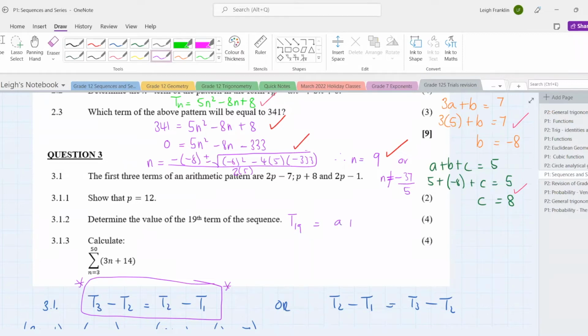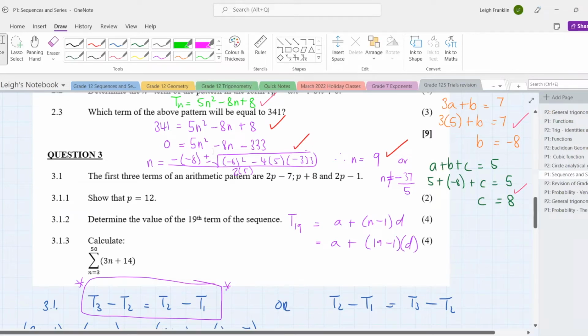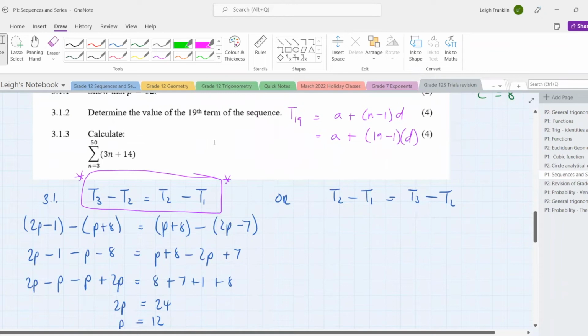So that's A plus (n minus 1)d when n is equal to 19. So we've got A plus (19 minus 1) times by whatever d is. So we need A and we need d. Okay, just as you had said. All right, so let's go and work out what A and d are.